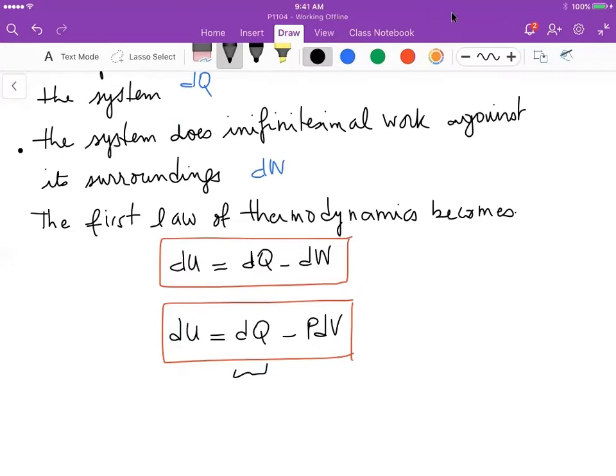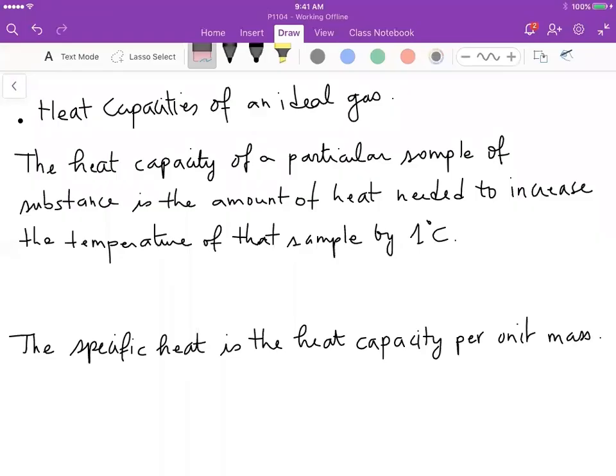So these two relations are also useful, and we are going to use them extensively at the end of the chapter. In this section, we will discuss heat capacity and specific heat. When energy is added to a system and there is no change in the kinetic or potential energy of the system, the temperature of the system usually rises.